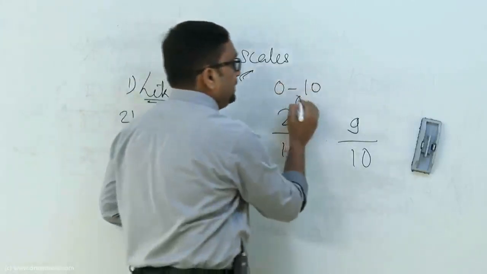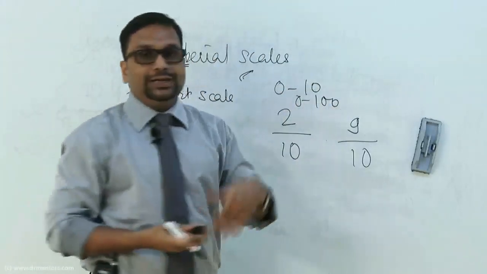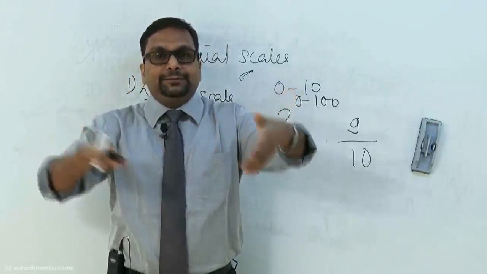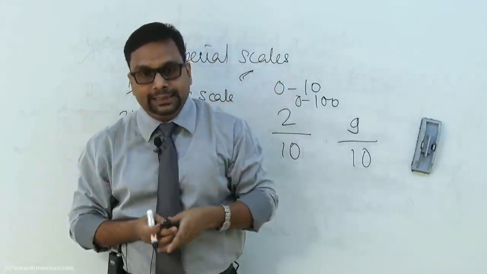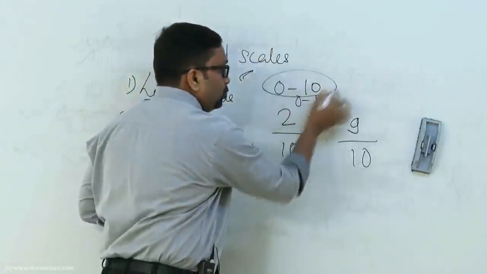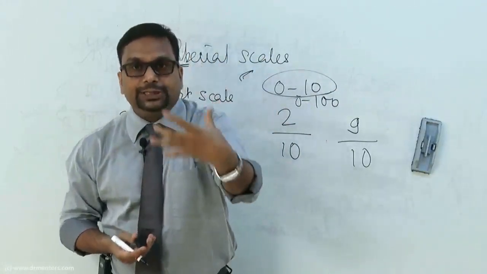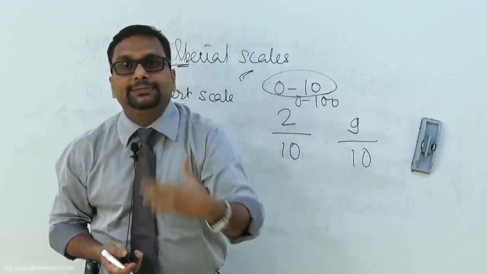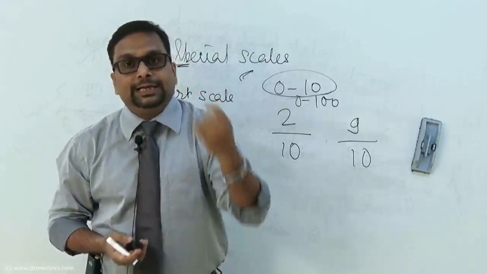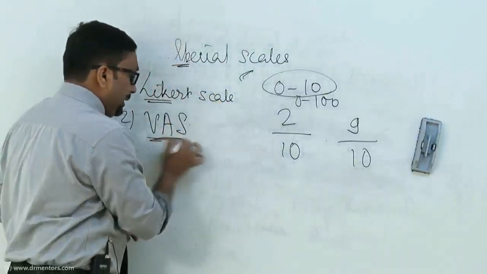Sometimes it is also extended to 0 to 100. But you will agree with me, writing 100 different descriptions of pain will be very lengthy. And so to make it practical, we usually use from 0 to 10. And so whichever number patient selects, that number describes the patient's pain best. And so this is known as visual analog scale.